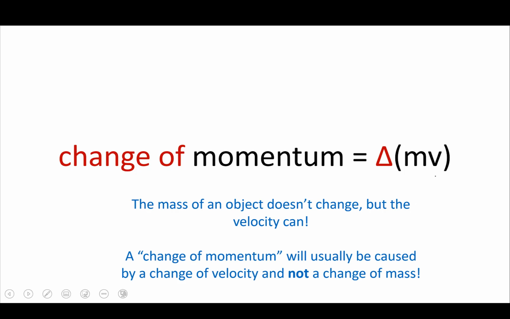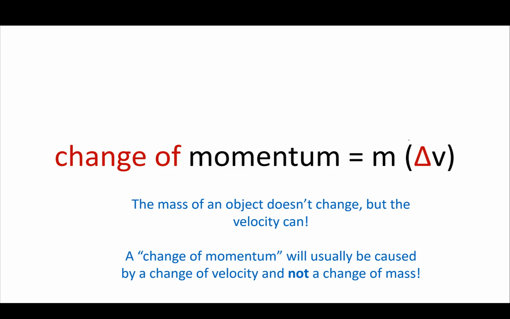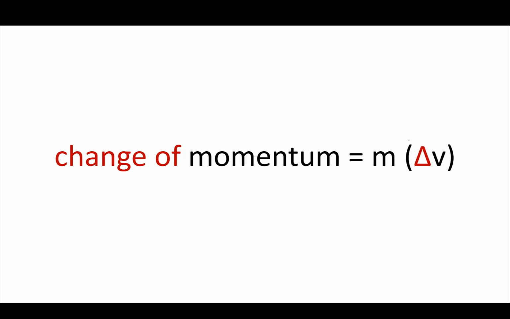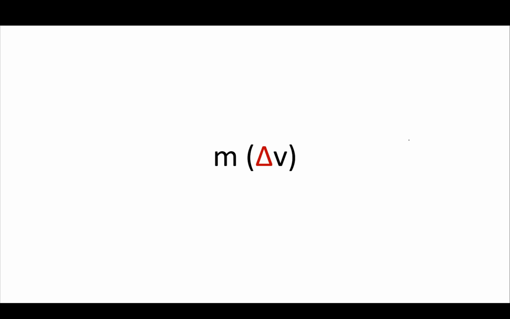Now, the mass of an object doesn't really ever change, but the velocity can. So the change of momentum will usually be caused by a change of velocity and not a change of mass. So the delta really doesn't apply to the m, it applies to the v. So let me just rewrite that. So I've just figured out that this is a very good equation for the change of momentum, the mass times the change of velocity. I'm going to use this to get the equation.